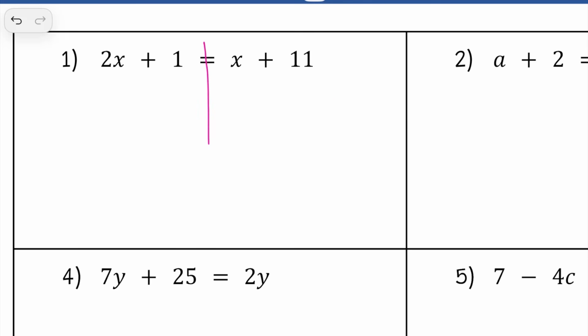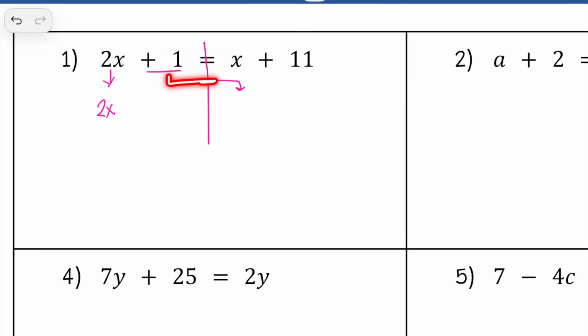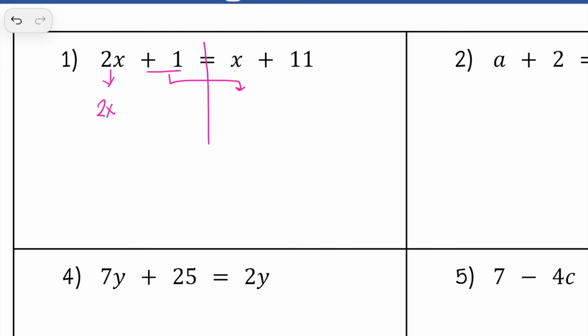Okay, so we're going to start over here at the beginning. First we see a 2x. The 2x is on the correct side, so we're going to bring it straight down. The next thing that we see is a positive 1. The positive 1 needs to be moved to the right side. Now, when you cross this vertical line right here, your sign is going to change. So instead of being a plus 1, it's going to become a minus 1 because it changed sides.